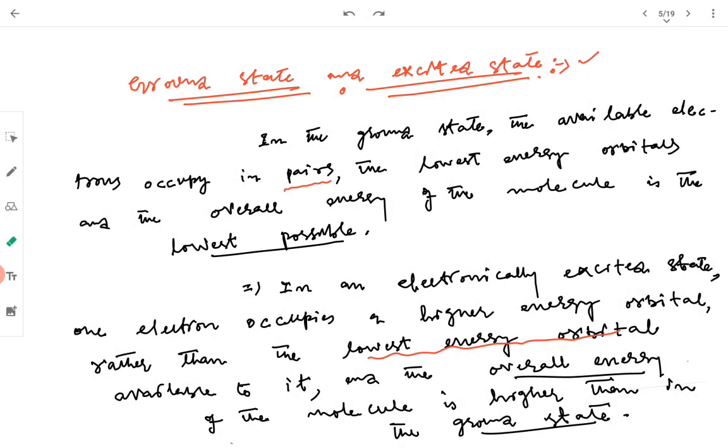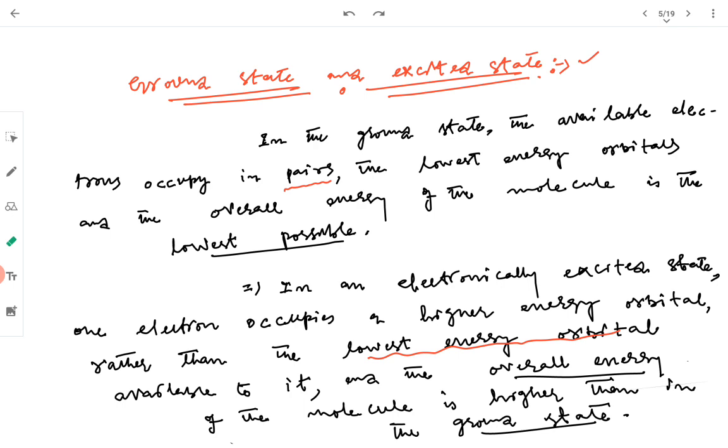In the ground state, the available electrons occupy in pairs the lowest energy orbitals, and the overall energy of the molecule is the lowest possible. So in the ground state, all the electrons occur in pairs, and only those orbitals which are lowest in energy are occupied, and the energy of the molecule is the lowest possible.